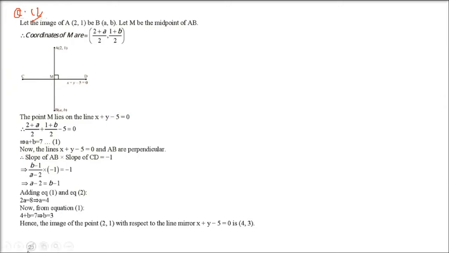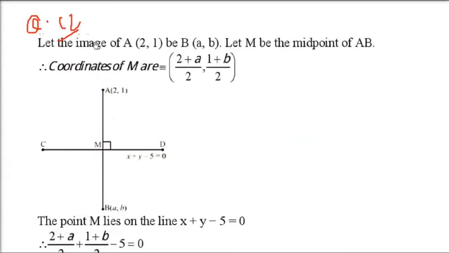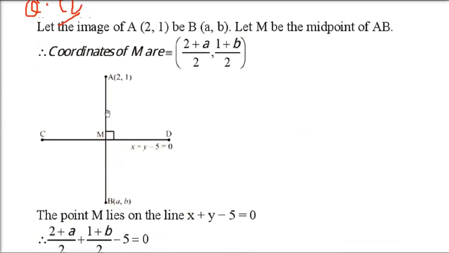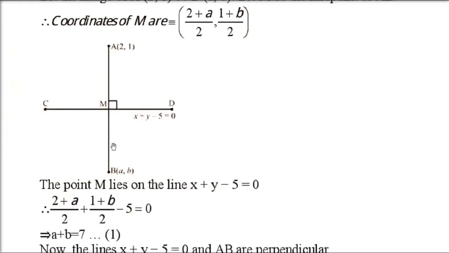Now let me tell you that in a mirror, the image is formed on the other side, the back side, at equal distance. The mirror is CD, and the equation of the mirror is x plus y minus 5 equals 0. So this line AB is the perpendicular bisector of the mirror CD, meeting it at M. So what is the point M?